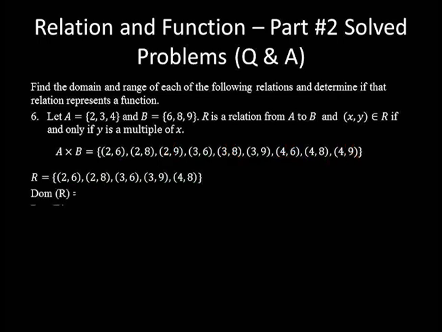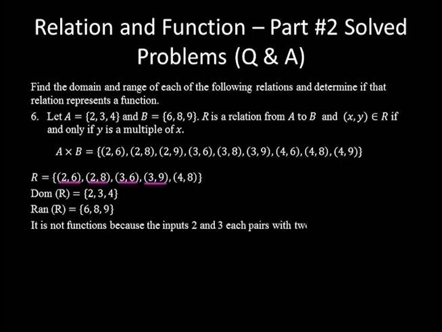Domain of the relation equals... Domains are x values, that's 2, 3, and 4. Range of the relation equals... Ranges are y values of set B, that's 6, 8, and 9. This relation is not a function because the inputs 2 and 3 each pair with two different outputs.